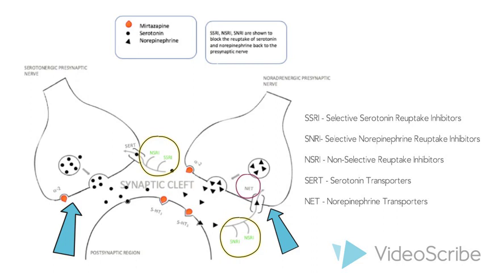Similarly, SSRI and NSRI drugs block the serotonin transporters, inhibiting the reuptake of serotonin and increasing serotonin levels in the synaptic cleft. So, do these drugs function differently to mirtazapine?